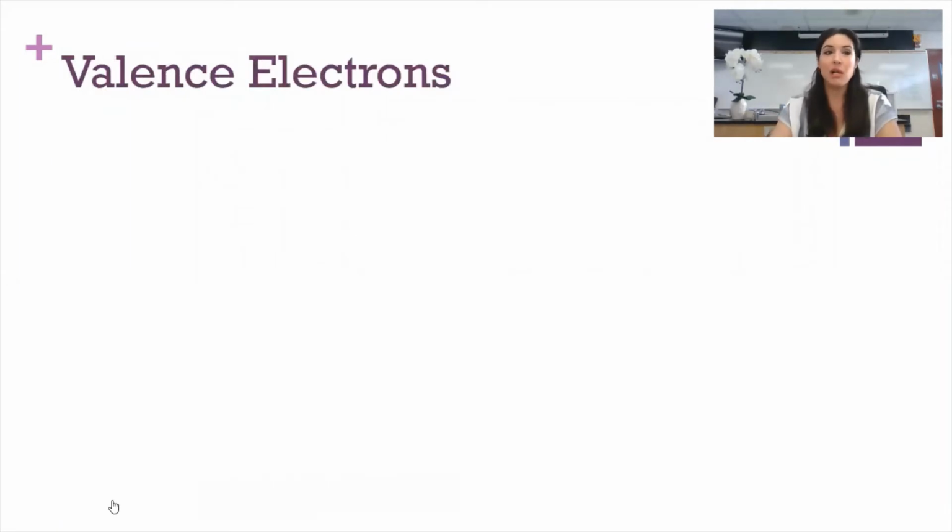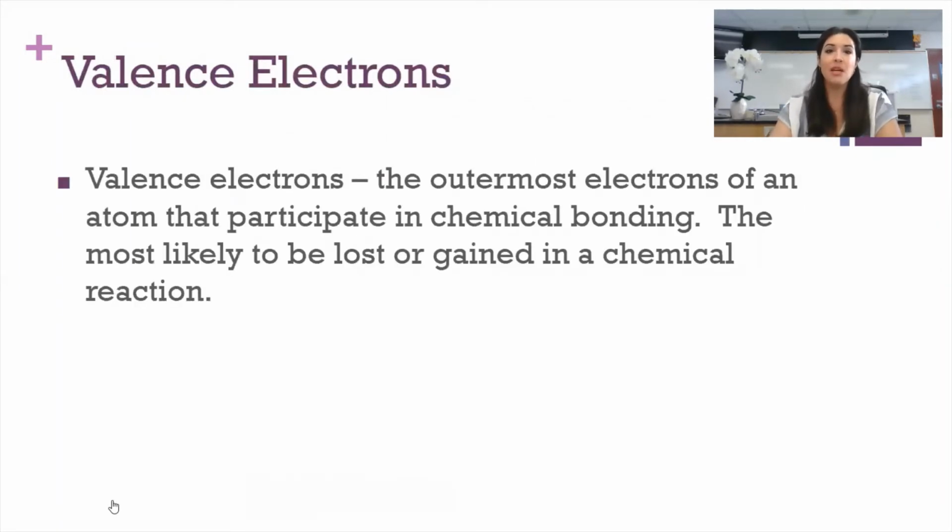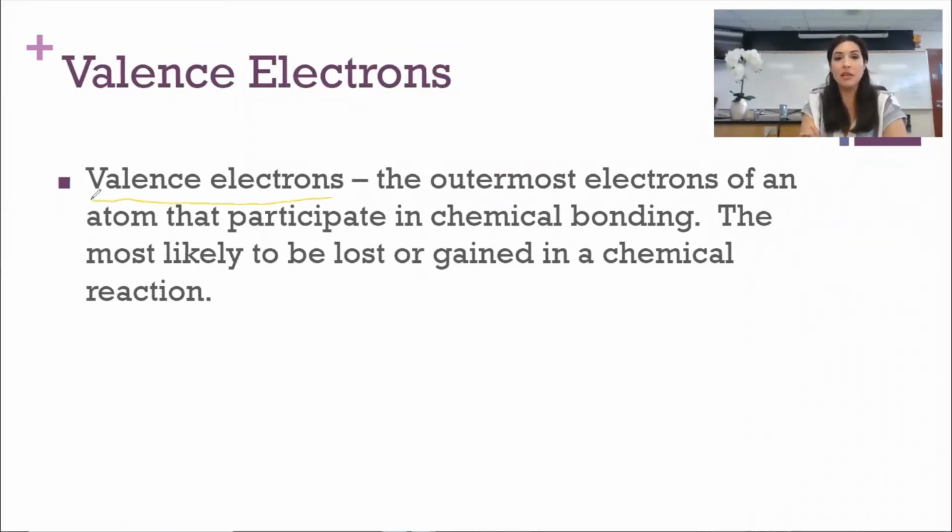Now we're going to talk a little bit about valence electrons. Valence electrons are electrons that are in the outermost energy levels of an atom. These are the electrons that are farthest away from the nucleus of the atom, and they are the ones that are most likely to participate in chemical bonding.